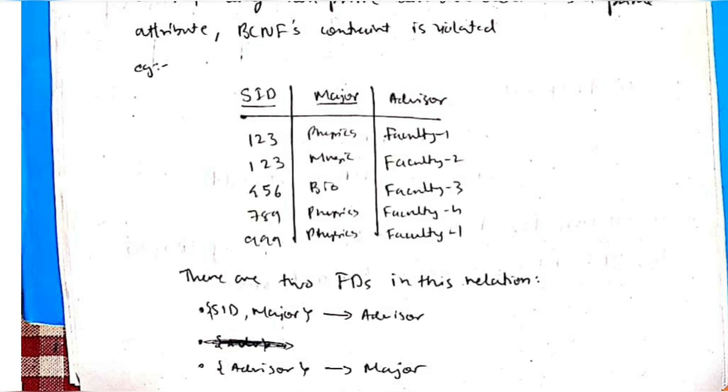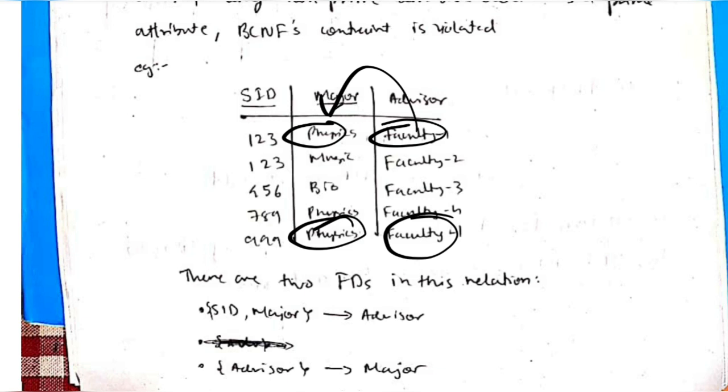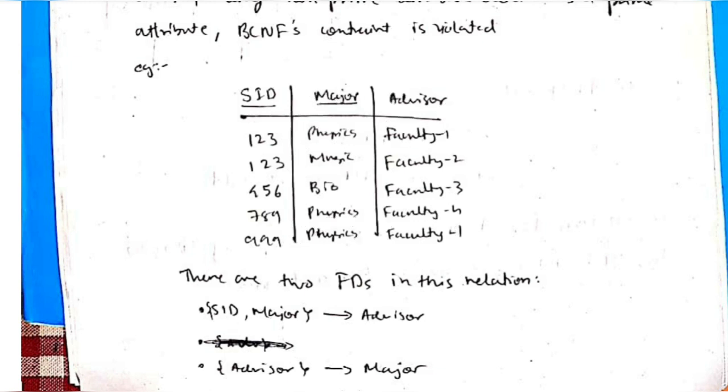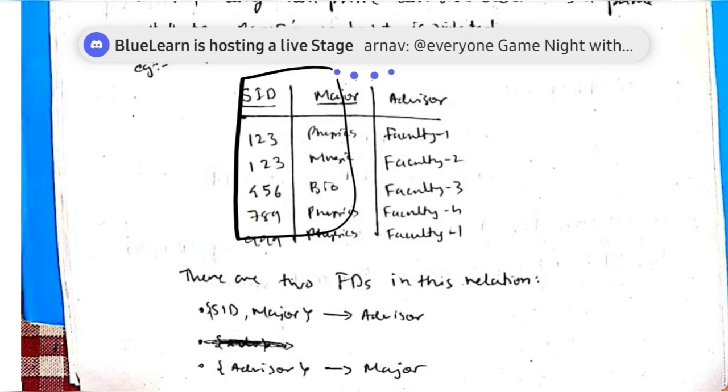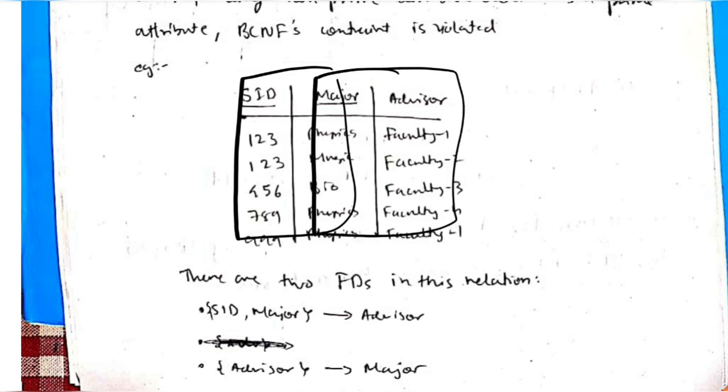How can I say that a non-prime attribute is determining the prime attribute? See here, faculty 1 is here. Faculty 1 teaches physics. Also here, faculty 1 is there, and faculty 1 teaches physics. So how do I know what faculty 1 teaches? Faculty 1 is dependent upon just one of the prime attributes, not both of these. So this is determining the prime attribute. That should not happen. So for that, we'll separate these two into a separate table, and we'll separate these two into another separate table.